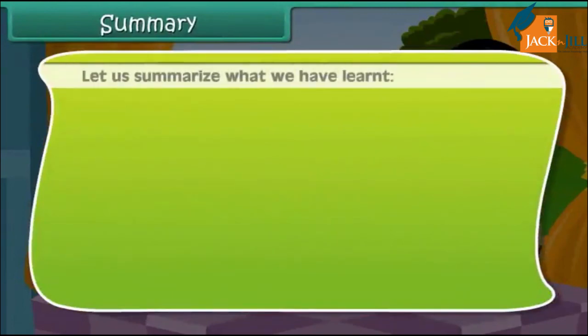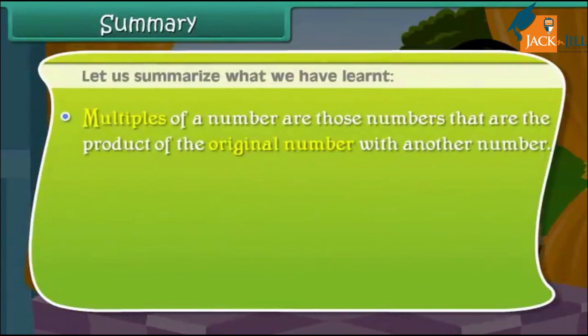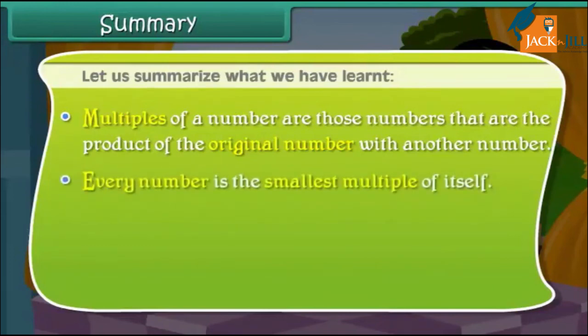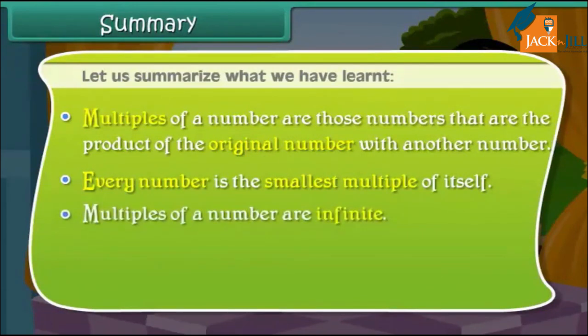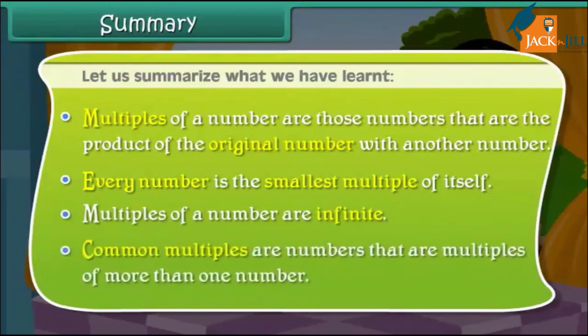Let us summarize what we have learnt. Multiples of a number are those numbers that are the product of the original number with another number. Every number is the smallest multiple of itself. Multiples of a number are infinite. Common multiples are numbers that are multiples of more than one number.